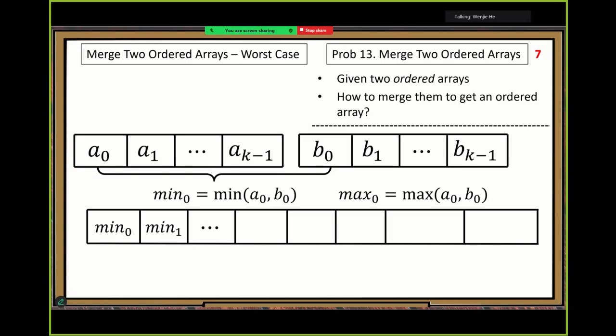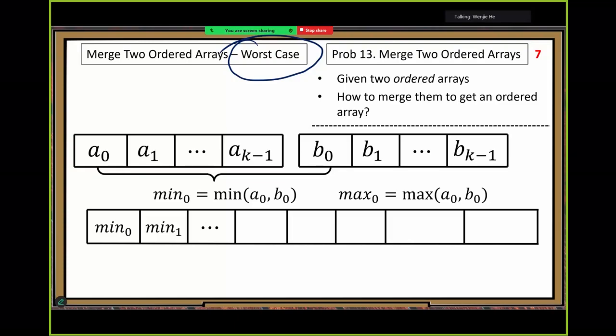But this time, when we consider putting all the elements in place, there are different cases, right? Now let's consider the worst case first. Under what situation will we get this worst case? Then the best case. Now we consider the worst case. So we put element by element in place.